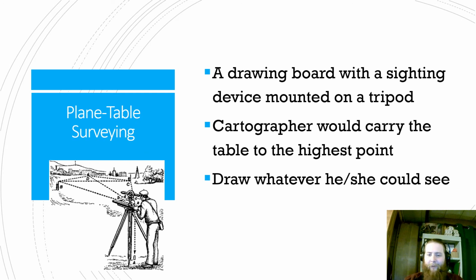In plane table surveying, you had a drawing board here, like this guy's got here, and you had this sight on it. And he would carry it, this picture's kind of misleading because it looks flat, to the top of a mountain and then draw whatever he or she could see. And usually, if you've ever sat down and tried to draw something, drawing an accurate map at that level takes a long time. And using this sighting device was very difficult.